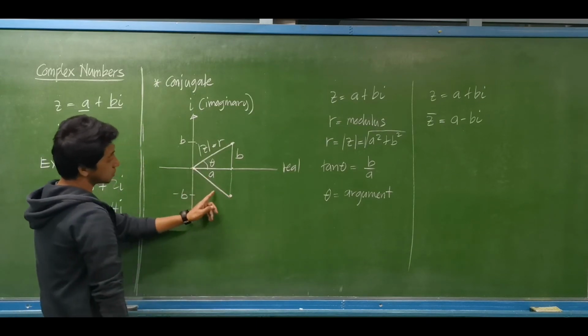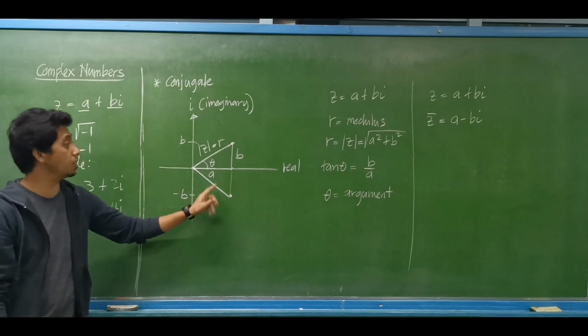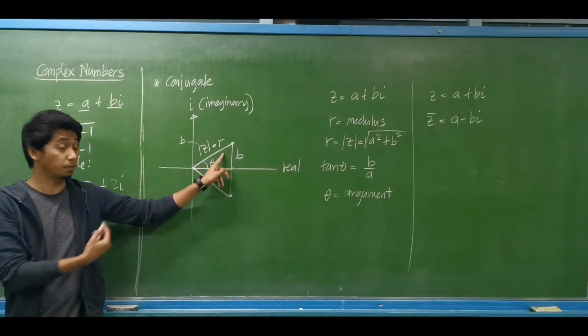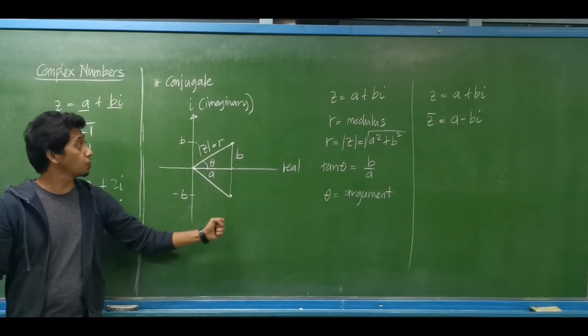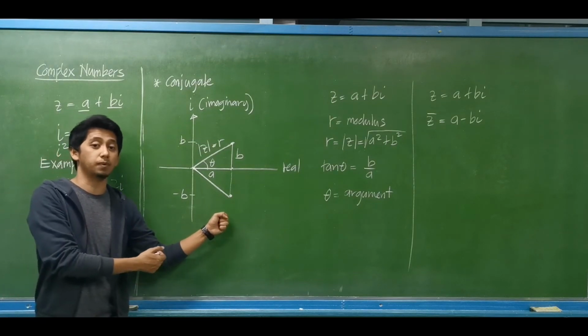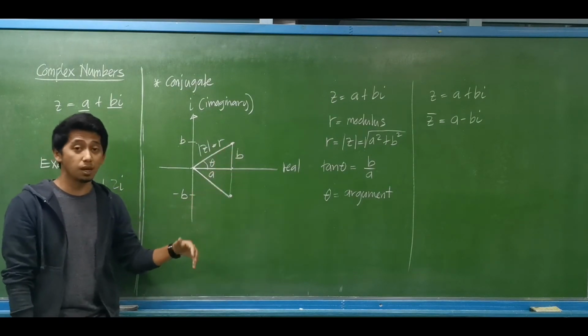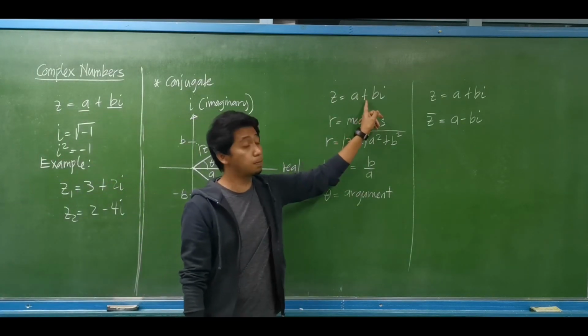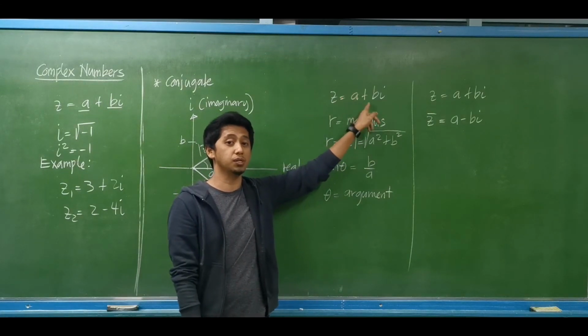So basically, this is the mirror image of a given complex number. If we say conjugate, the mirror image of a given complex number, all we have to do is take the opposite sign of the imaginary part.